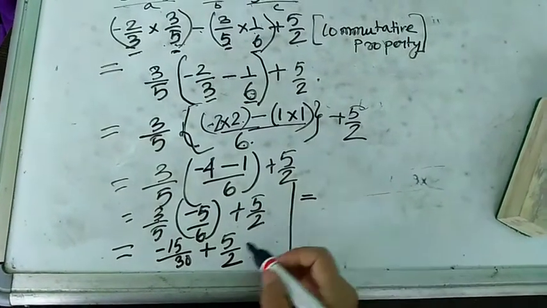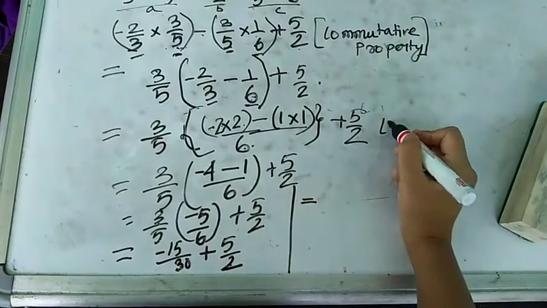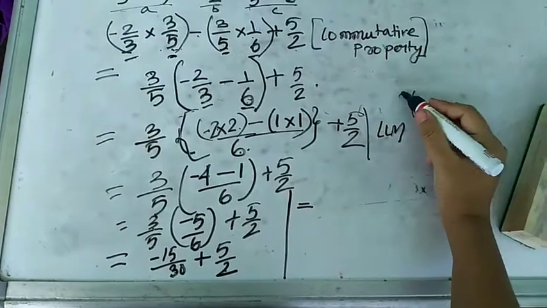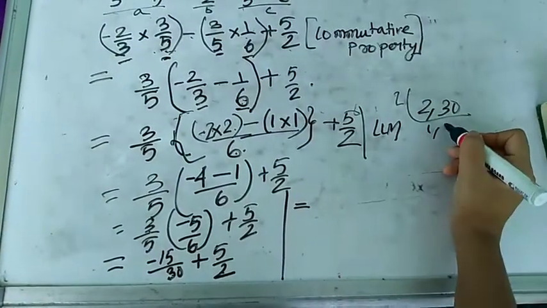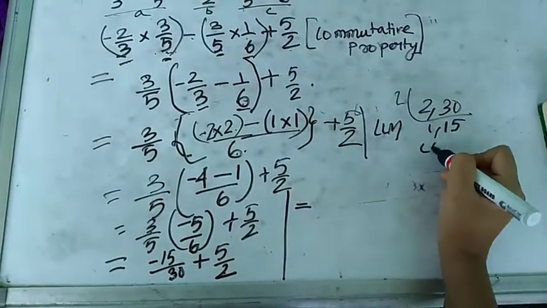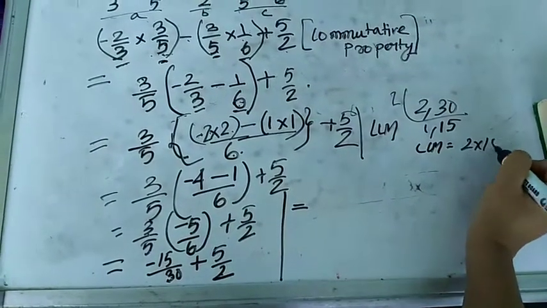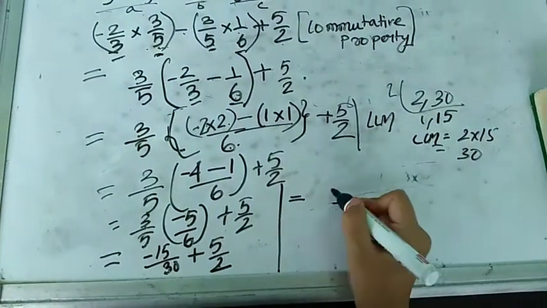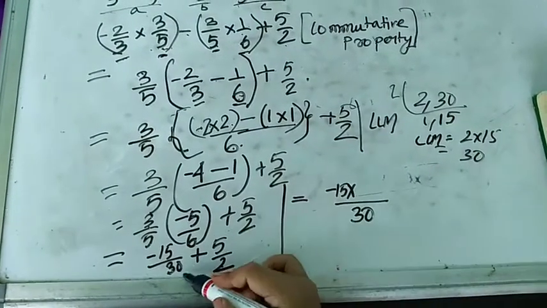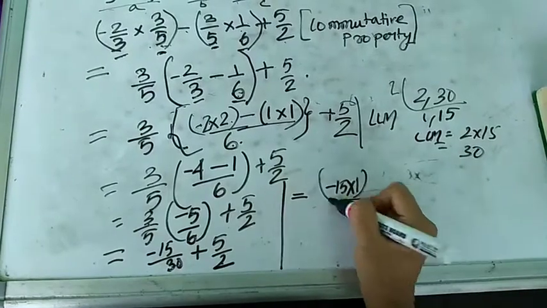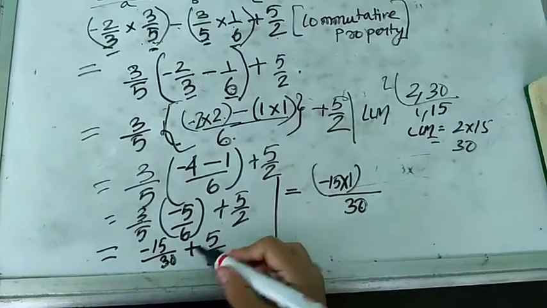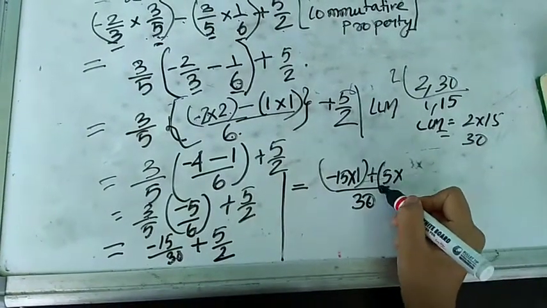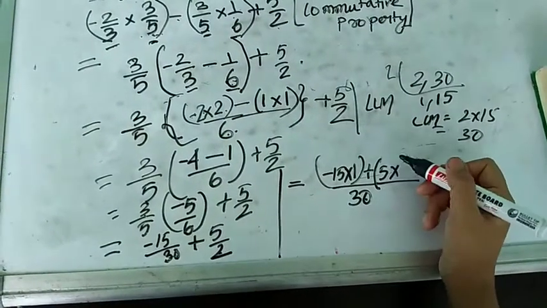Now we have to take the LCM and find the overall answer. We have to take the LCM of 2 comma 30. So LCM of 2 comma 30 is 2 1s are 2, and here it's 2 1s are 2, 2 5s are 10. So 2 15s are 30. So LCM is 2 into 15, that is 30. The denominator is 30. Now you'll write minus 15 into 30 1s are 30 within a bracket. And then here it's plus, so plus again within a bracket 5 into 2 15s are 30.